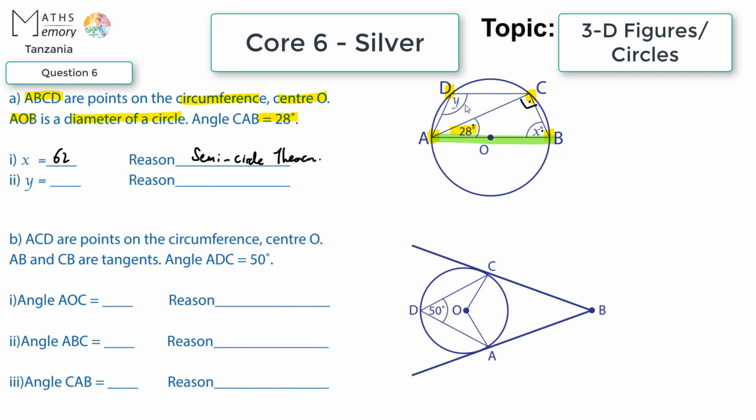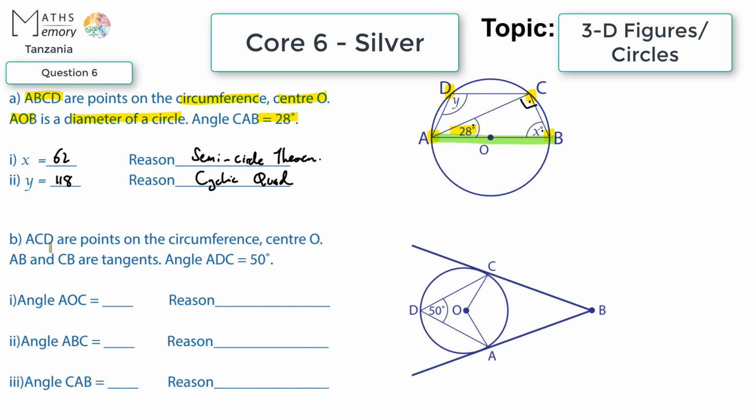Y. Now, Y is D over here. Now, Y and X add up to 180 degrees, cyclic quadrilateral. So X plus Y equals 180. We just said from part 1 that X is 62, so 180 take away 62 would be the answer for this. So this would be 118. And we'll write there cyclic quad for short.